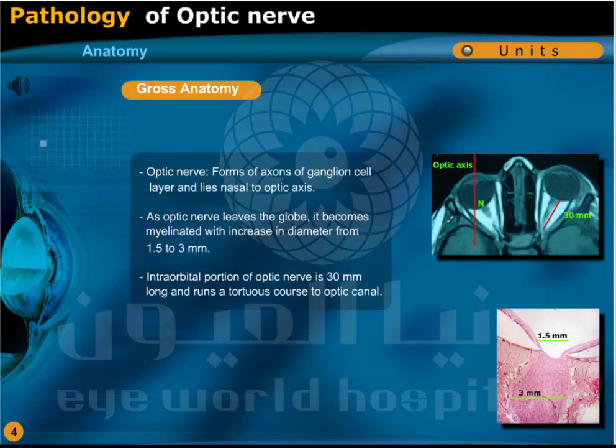Optic nerve forms of axons of ganglion cell layer and lies nasal to the optic axis. As optic nerve leaves the globe, it becomes myelinated with increase in diameter from 1.5 to 3 millimeters. Intraorbital portion of optic nerve is 30 millimeters long and runs a tortuous course to optic canal.